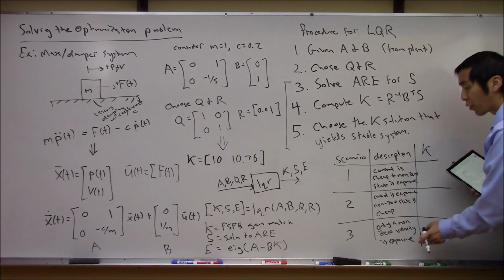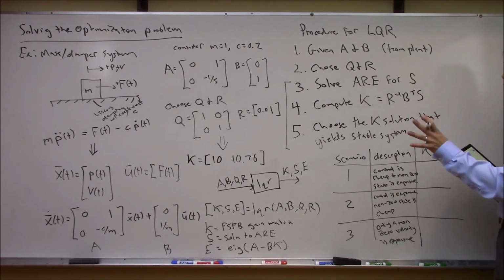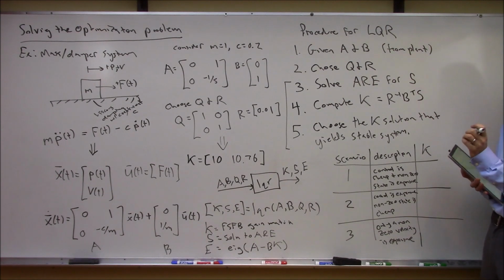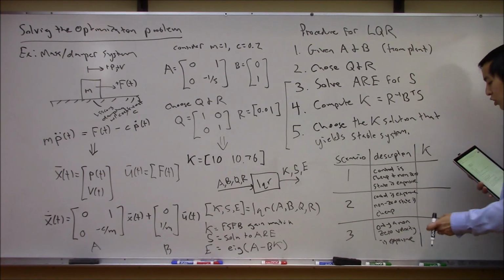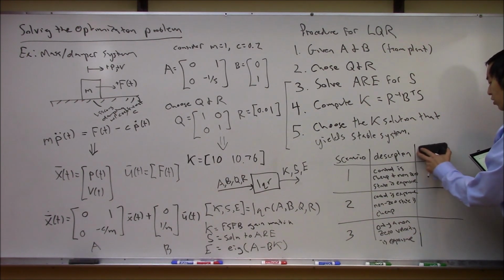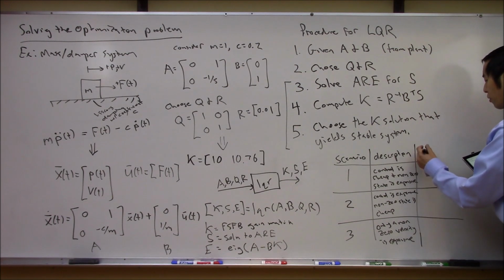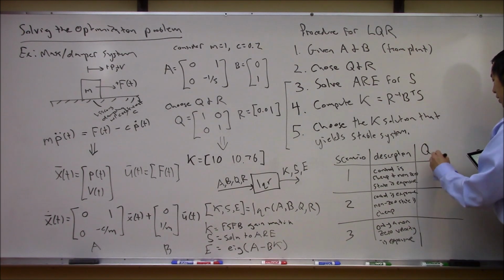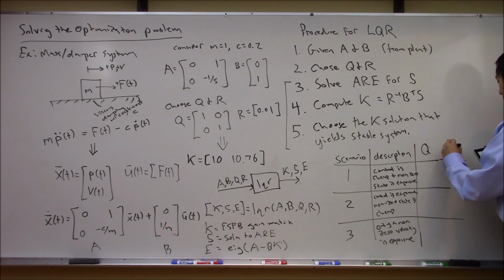And finally, the third scenario is kind of interesting. It's saying I only care about the velocity. I want to make sure that the velocity doesn't stay high. I really don't care about the position here. So what I'd like to do now is, and actually maybe instead of K here first, let's talk about translating this into an appropriate Q and R matrix.